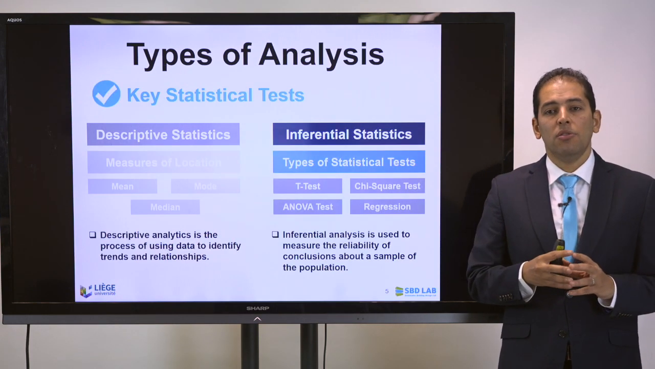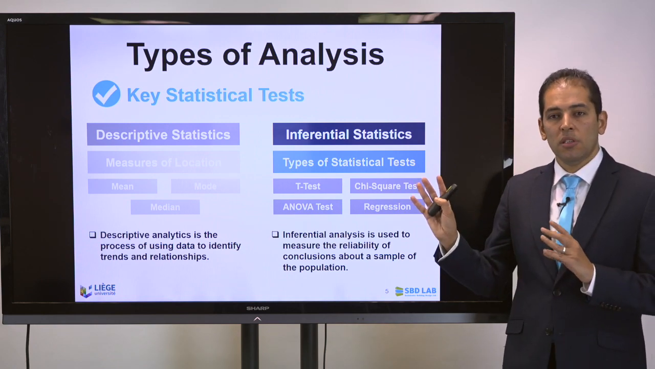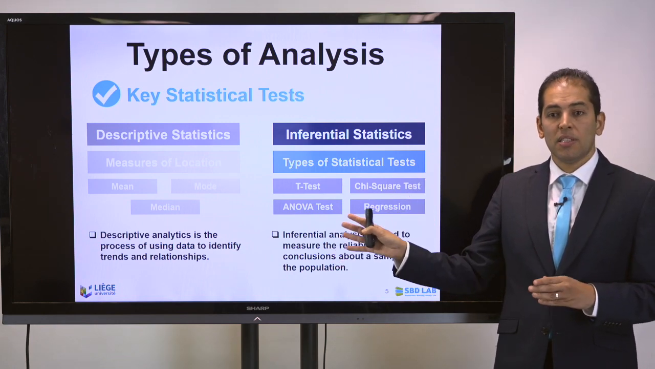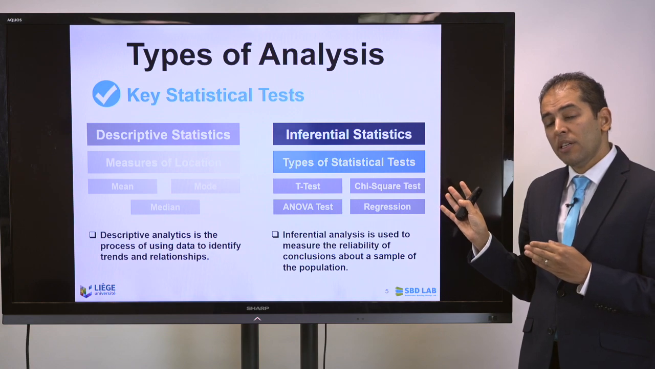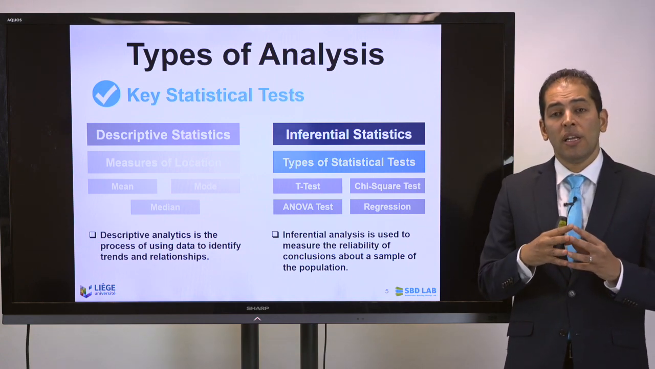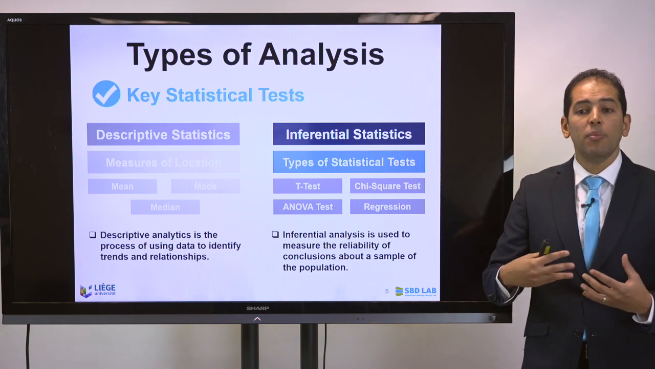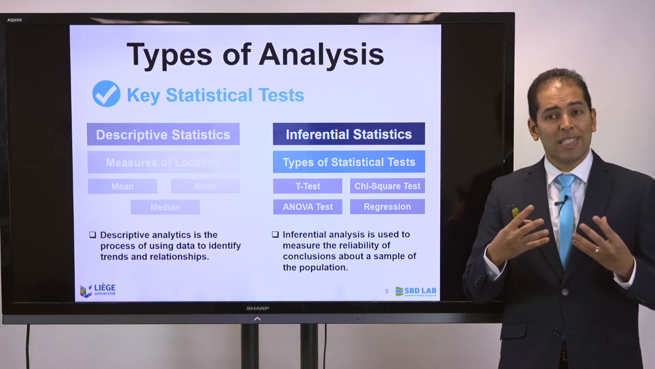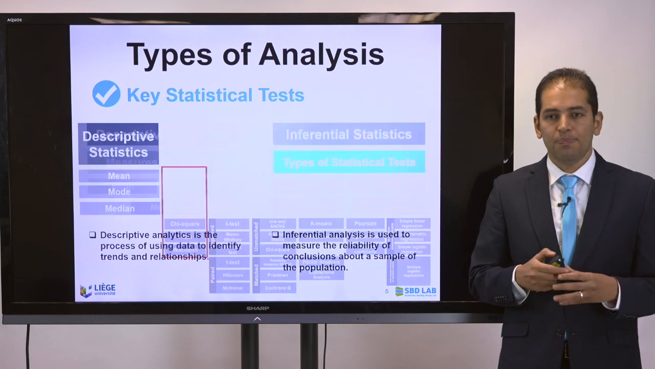Now, I need to remind you that we already described the different tests for descriptive statistics. Here we are part of the inferential statistical tests and one of the earliest ones. An inferential analysis is used to measure the reliability of conclusions about a sample, about a population.